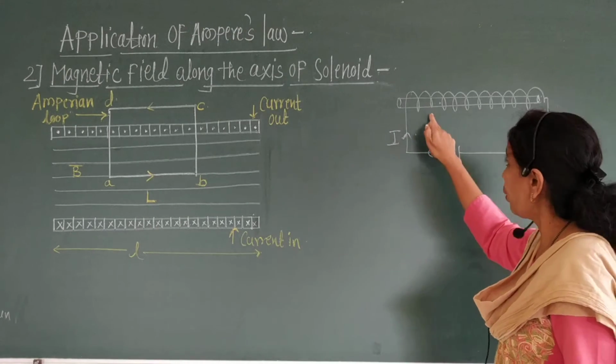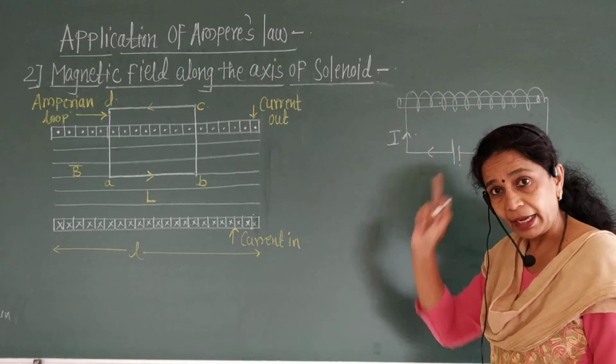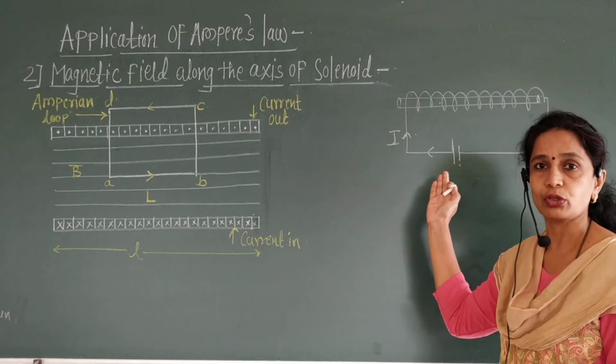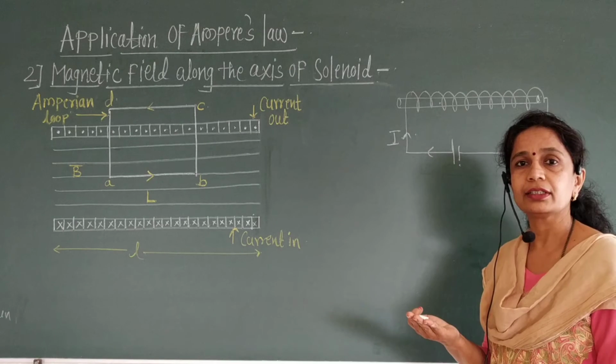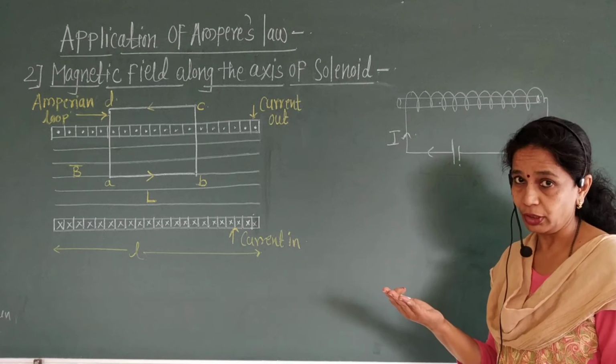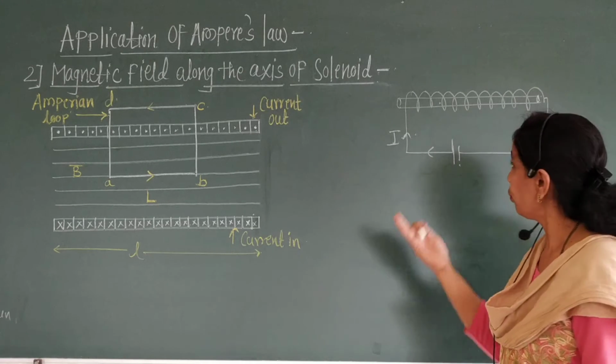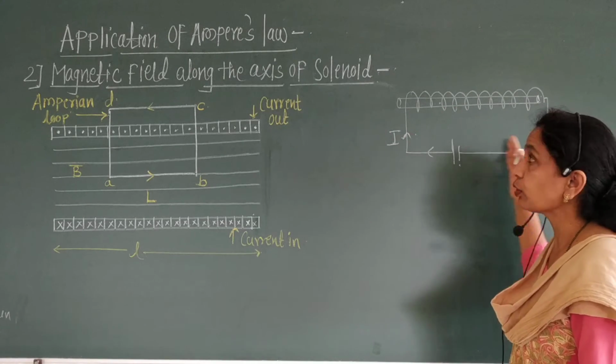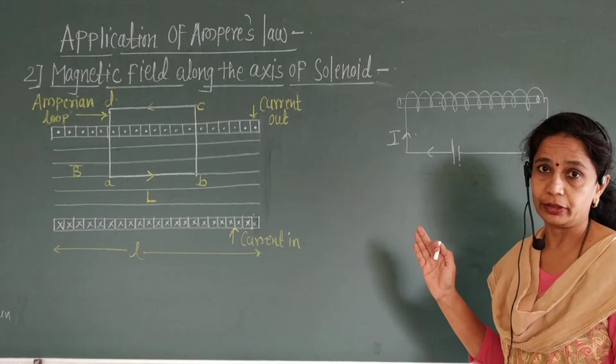Okay, and we have to find out the magnetic field. Because as the current is flowing through the solenoid there is a magnetic field inside the solenoid, and therefore we have to find out the magnetic field along the axis of a solenoid.